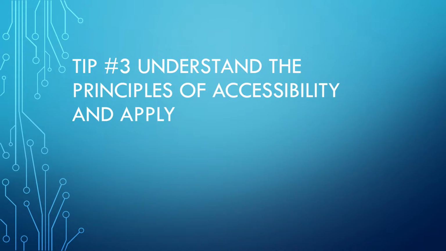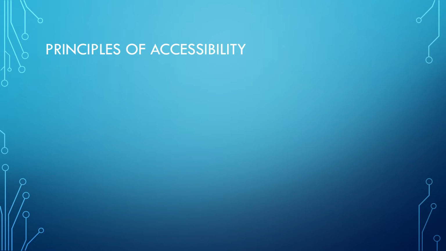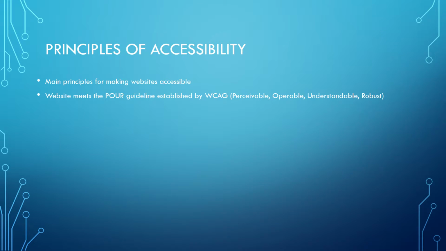Tip number 3, understand the principles of accessibility and apply. Teachers can understand principles for making websites accessible. These principles are based on the POUR guideline established by the Web Content Accessibility Guidelines. As mentioned before, these require that a website is perceivable, operable, understandable, and robust. Another principle includes that the website uses alternative text.